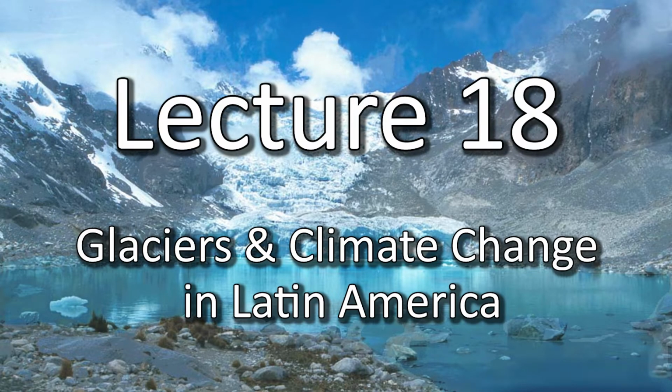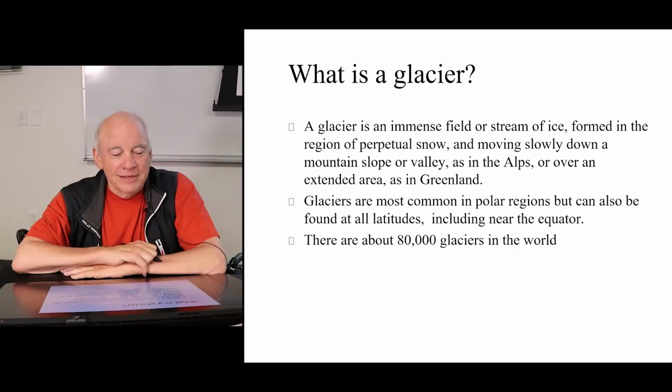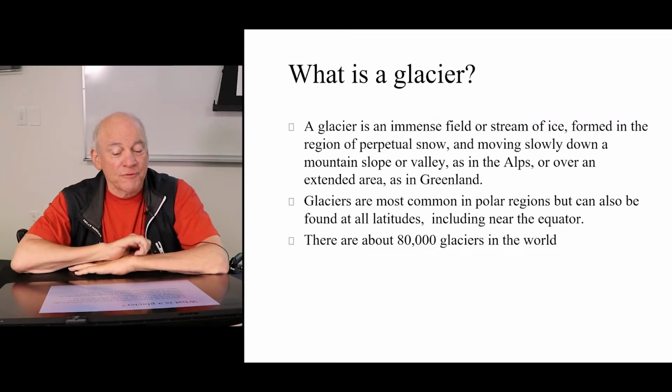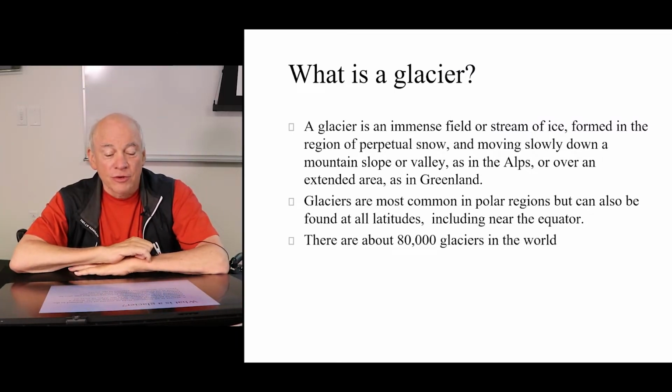Well, let's get nice and icy today. We're going to talk about glaciers. A glacier is an immense field or stream of ice that's formed in a mountain region where the snow doesn't melt. It just keeps accumulating.